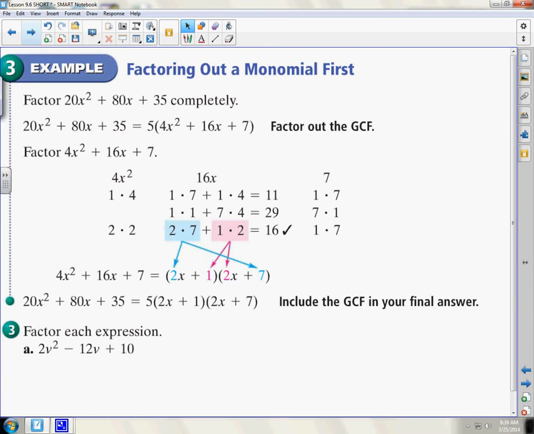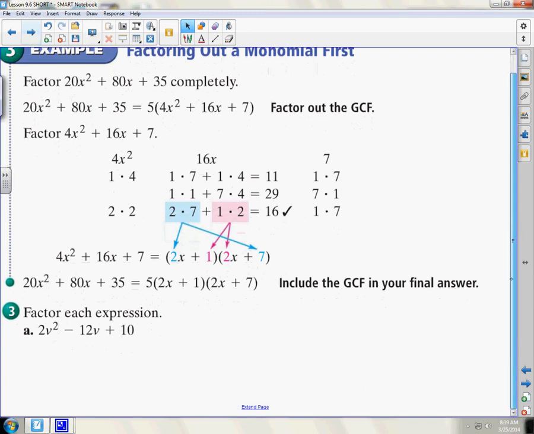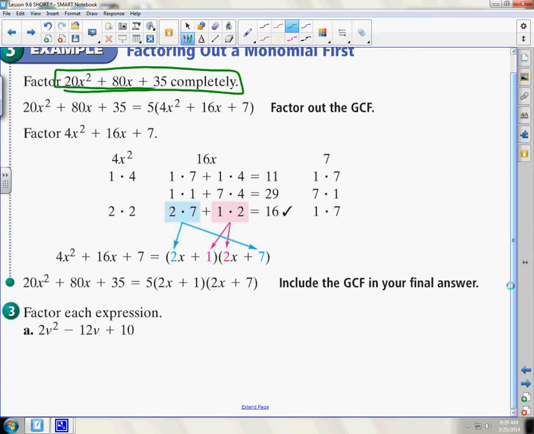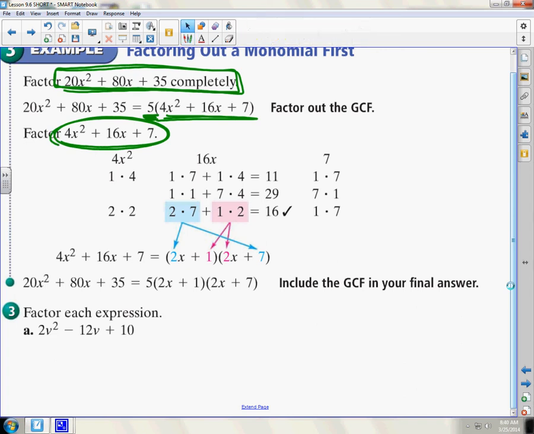Factoring out a monomial first. So here is one way to do this. Now if you look at this problem right here, it has some huge numbers, okay? So what they did is they looked at the GCF and they said, well, there's a 5. I can take this 5 out, and then I can factor it like that, and then I just had to factor this part right here. So once I take that 5 out, and then if you notice, they factor this whole thing and they get down to here, but then they just put the 5 back onto the front of it.